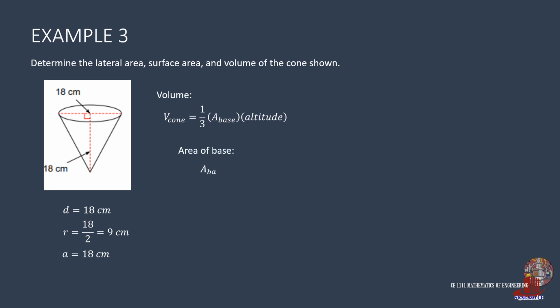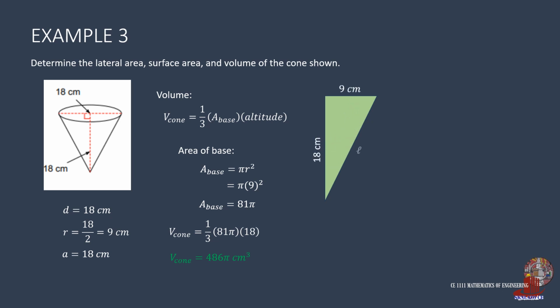The area of the base is pi r squared, and that is taken as pi times 9 squared, which turns out as 81 pi. The volume of the cone is then a third of 81 pi times 18, which results to 486 pi cubic centimeters. Now, let's solve for the slant height of the cone by using the right triangle as shown. Through the Pythagorean theorem, the slant height is then the root of 18 squared plus 9 squared. So the slant height is computed as 9 root of 5 cm.